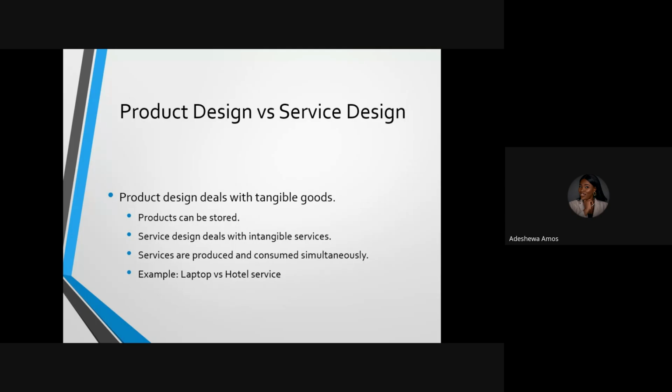So an example here, I have laptop versus hotel service. When you go to the hotel, immediately you pay, you sleep. You enter in there and sleep. Okay, so immediately you pay, then your 24 hours start counting. So that is the difference, or the slight difference, between product design and service design.